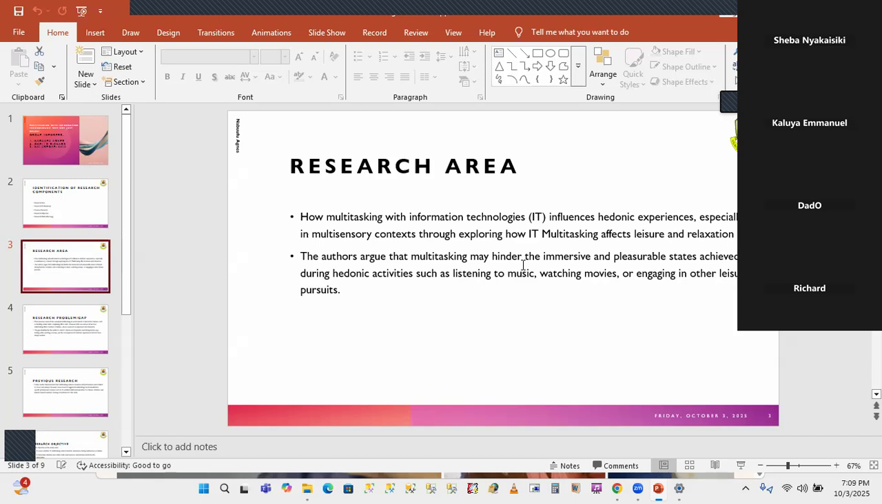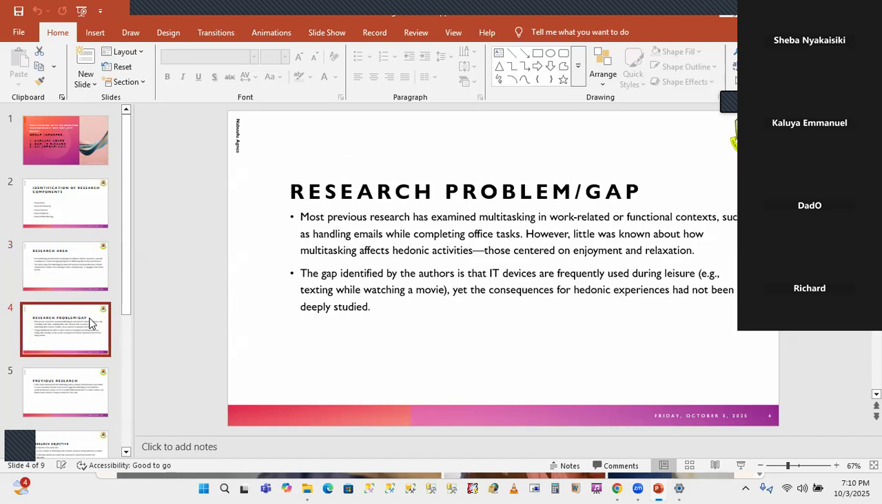What happens is that in multitasking, a person can do a number of activities. Somebody may decide to listen to music while texting, or play music while driving. So all this is multitasking, performing different tasks at a go. So that's our research area.